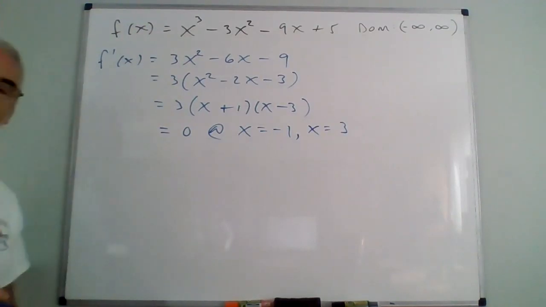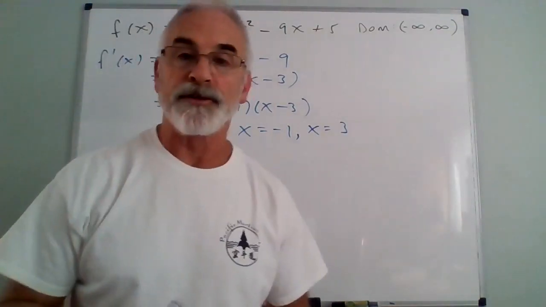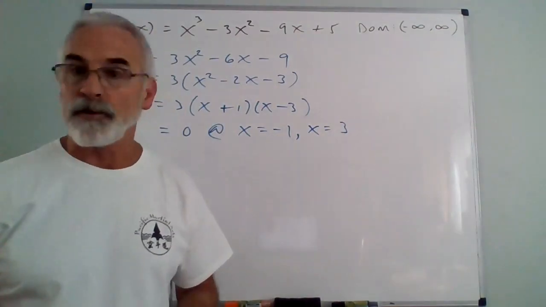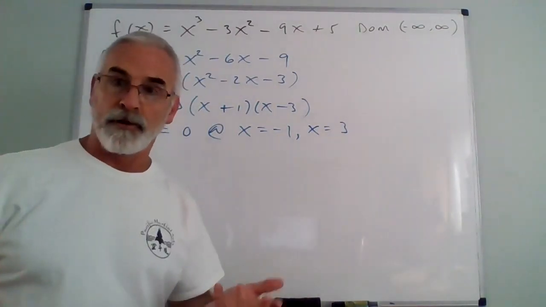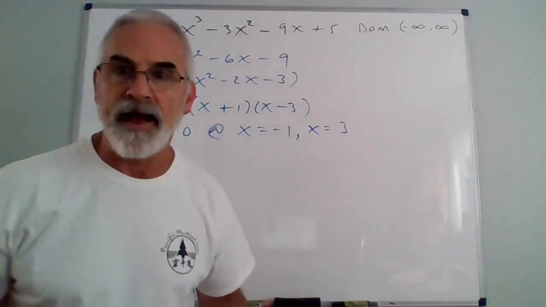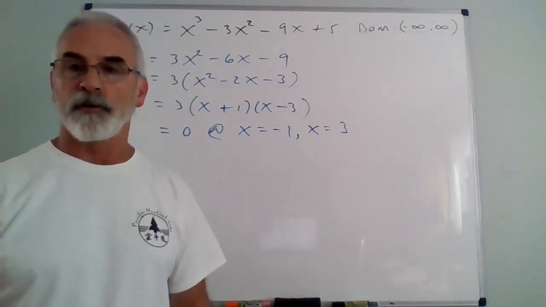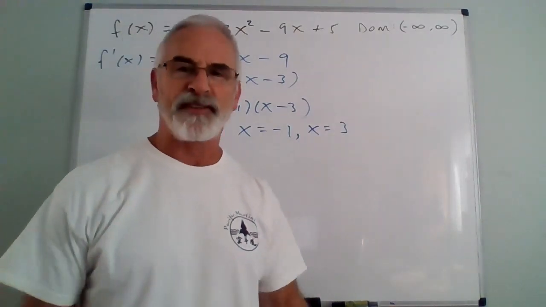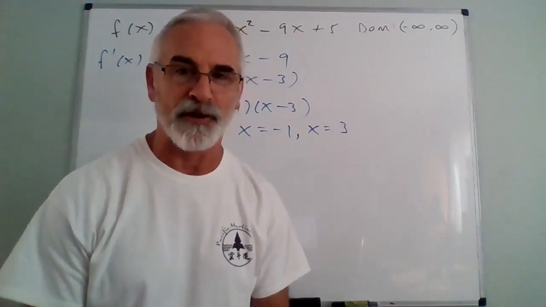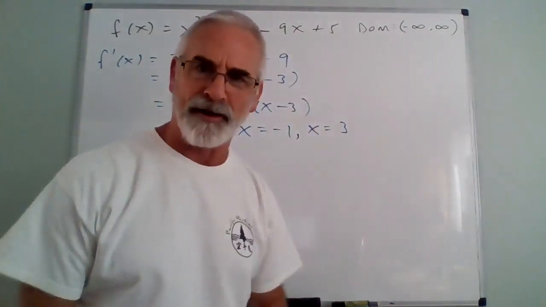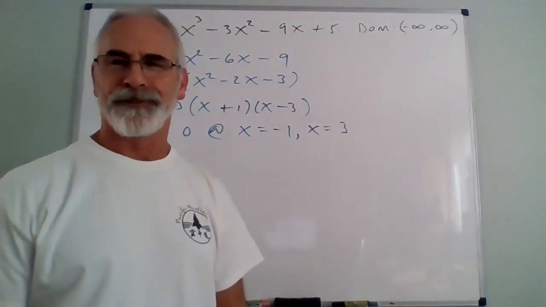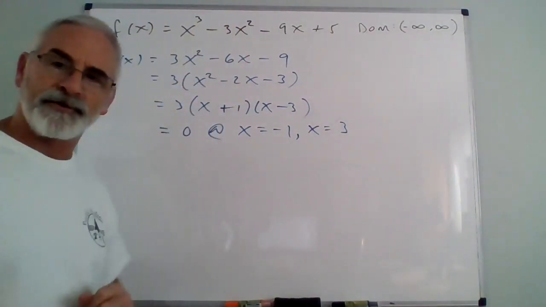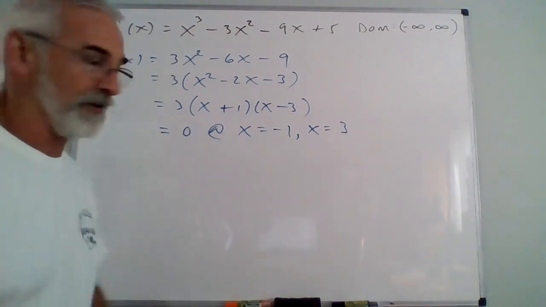Great. Now, here's what I want to do. I've determined where the horizontal tangents are. I want to determine where the graph is going uphill, where it's going downhill, where my maximum is, where my minimum is. And I'm not even going to bother drawing the picture. We'll do that later. That's boring, drawing the picture. That just means I'm going to make a table of values and then plot points. That's not exciting. You can do that with a graphing calculator. I want to tell you everything there is to know about the graph without drawing a picture.